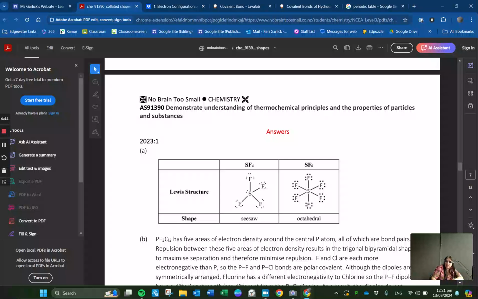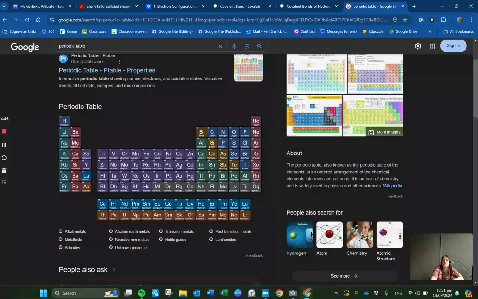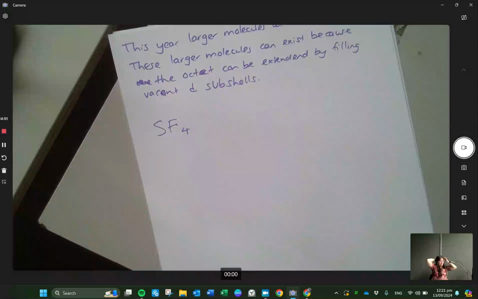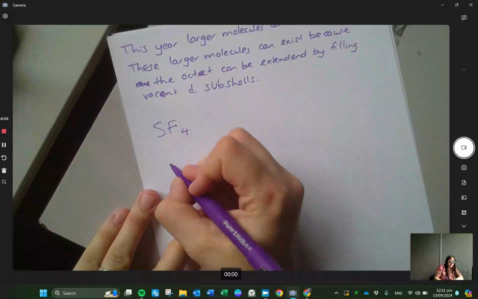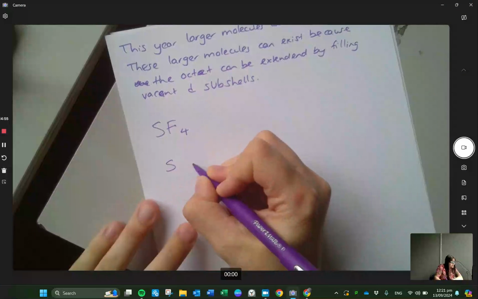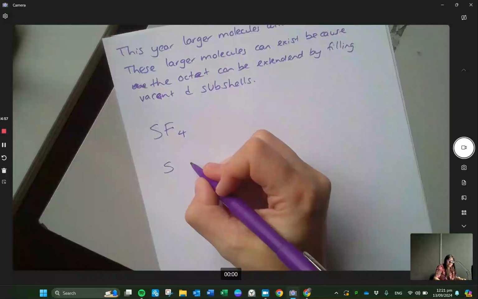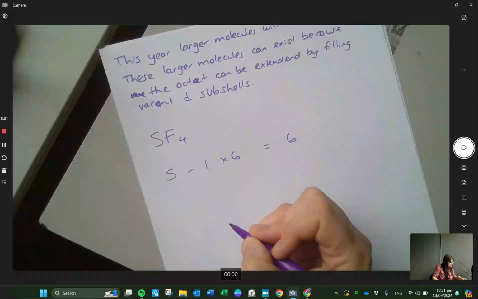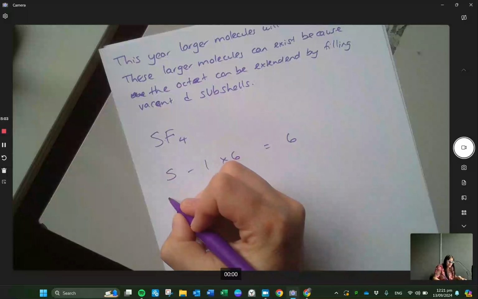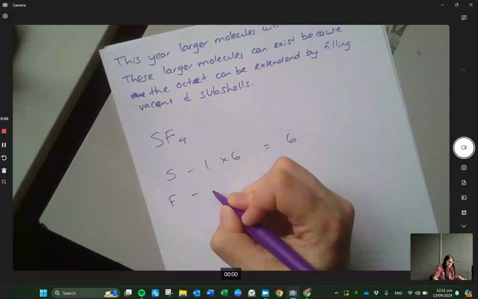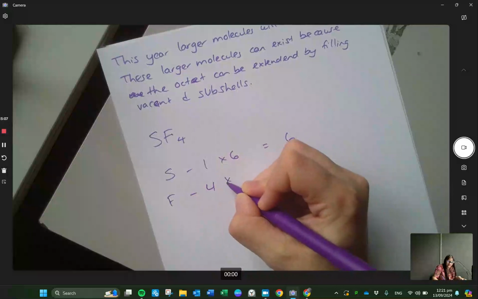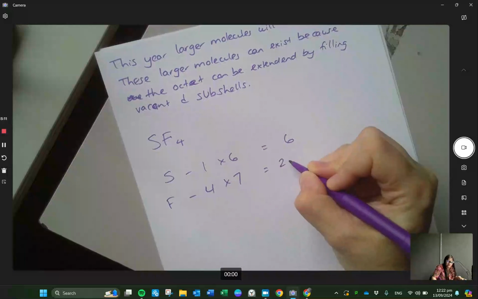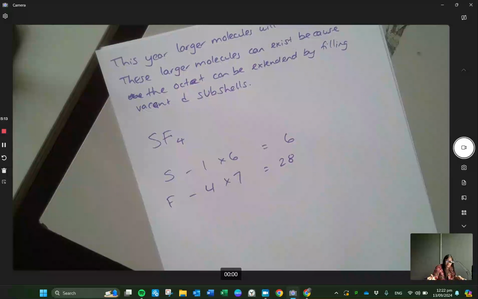We'll do SF4 as our example first. So we're looking at SF4. The first thing we're looking at is the sulfur. Sulfur on the periodic table is in group 16, and we only have one of them, so that gives me 16 electrons. Fluorine is in group 17. We have 4 of them, so times 7. Now I have to do my math. 28? Did I do the math right?